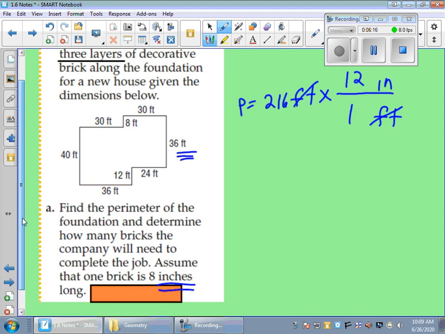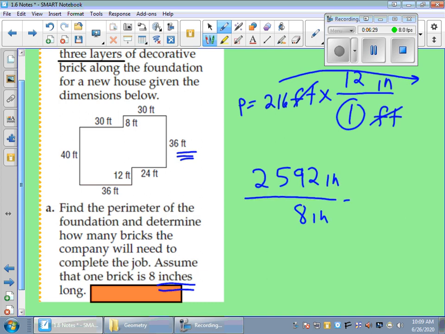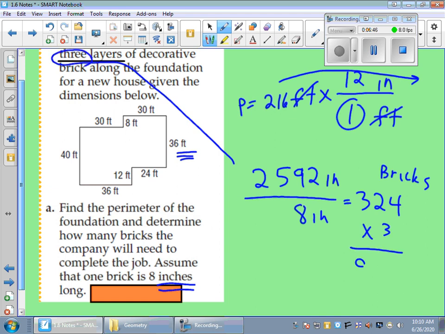So in this example, you would multiply across the top. There's just 1 in the bottom, so you just have to multiply. So we have 2,592 total inches. 1 brick covers 8 inches. So you're going to divide that number to give you an idea of how many bricks that we're going to need. That's 324 bricks. But if you remember, it said up top they want 3 layers. So we have to multiply this by 3, get a total of 972 total bricks for this problem.